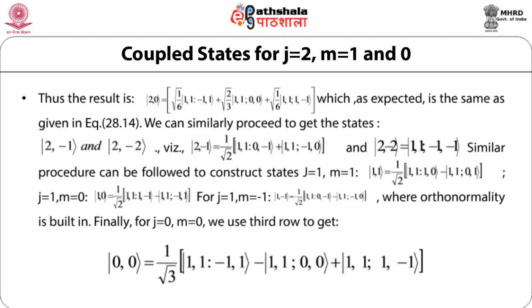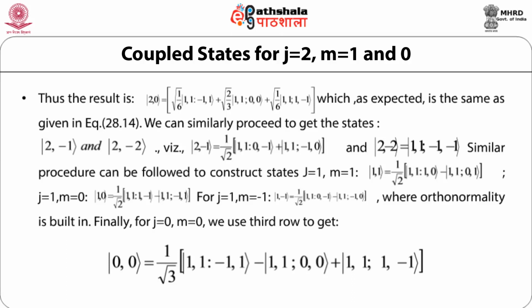That is, the first term on the right hand side corresponds to the state where m2 is equal to 1, m1 is equal to minus 1. The second state corresponds to m2 is equal to 0 and m1 is equal to 0, and the third state corresponds to m2 is equal to minus 1 and m1 is equal to 1. So in this manner we get the result as was expected, and again it is the same as the result that we had found out in module 28.